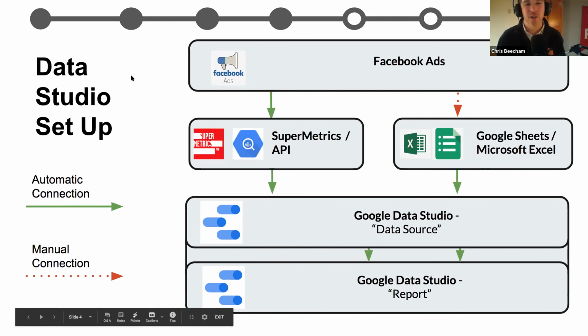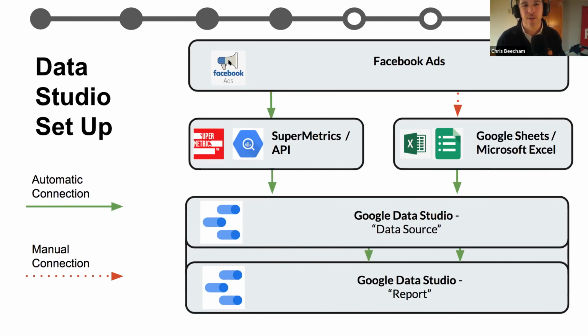Okay, Data Studio setup. In this last slide, we just went over what is Data Studio. So we said it turns data into reports. In this slide, I just want to show you how the backend of Data Studio works, how you even can get the data into Data Studio in the first place. For today's lesson, we're going to be ultimately trying to get data from our Facebook ads down to our Google Data Studio report.